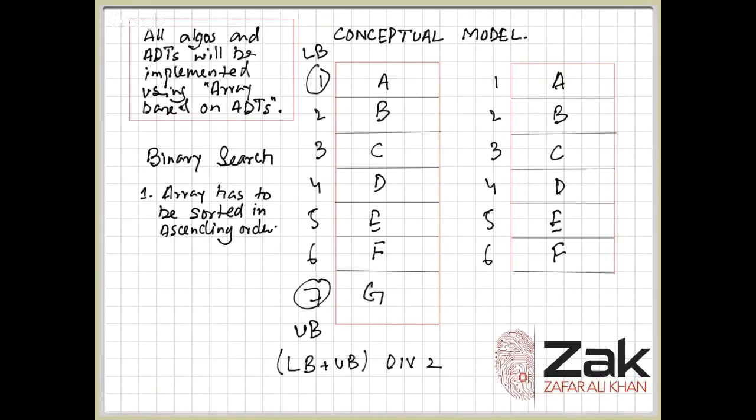So 1 plus 7 div 2, 8 div 2. What's that? So this 4 will be the middle.